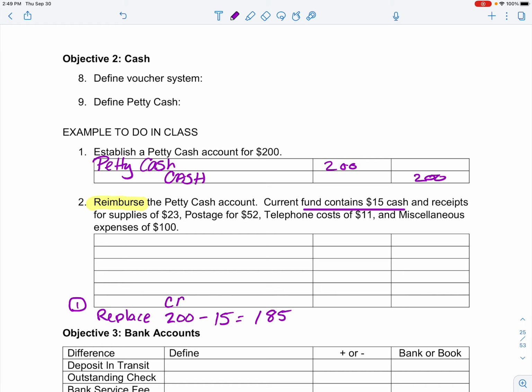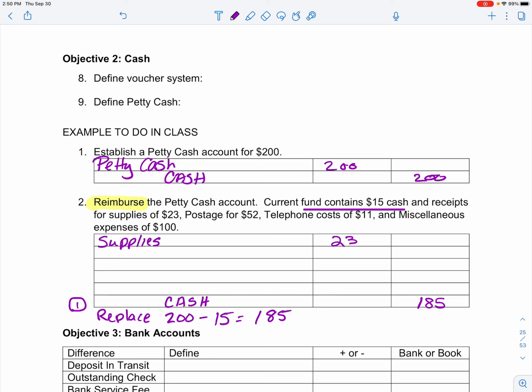To replace it, I'm going to credit my cash account for $185. That basically puts that money right back in that drawer so we can use it again. And we're now back up to $200. The other part when we reimburse is to get all of these expenses that we didn't record on our books. So each of these expenses have to be recorded.